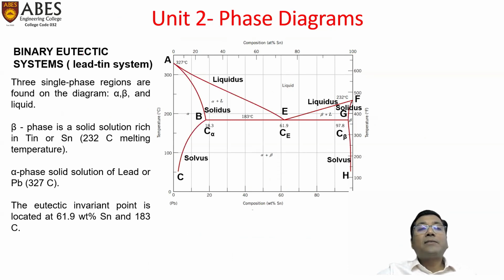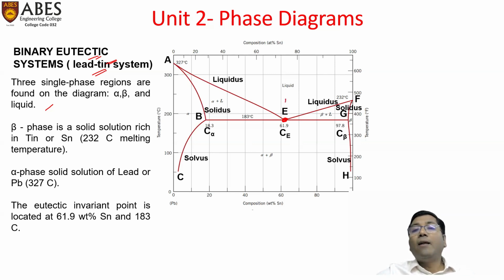We have already discussed in our last lecture the binary isomorphous systems, and just an introduction of the eutectic system. So going further, having the lead tin system, let us go into detail. Three single phase regions are found on the diagram: alpha, beta, and liquid. Just for a recall, in a eutectic system a complete liquid phase is converted into two different solid phases. Phase transformation takes place and there is an invariant reaction involved. Invariant reaction means that at a particular composition, all three different phases are present.